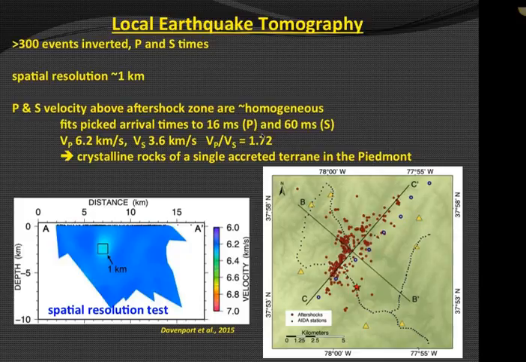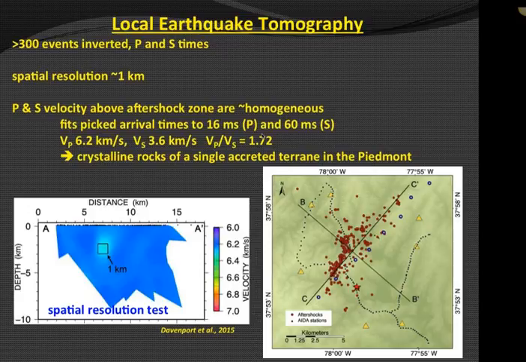Based on resolution tests, and there's one of those shown on the bottom left, our spatial resolution with this data set was about 1 kilometer, and this was limited more by the spacings between the lines and by the distribution of earthquakes than it was by the station spacing in lines. So having stations between the lines could have improved this.